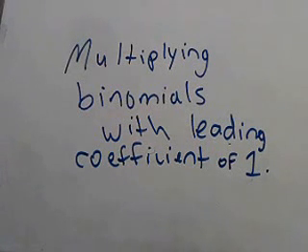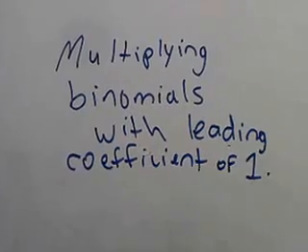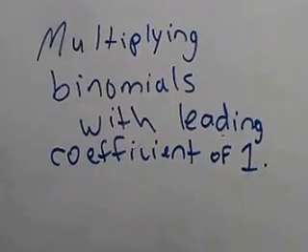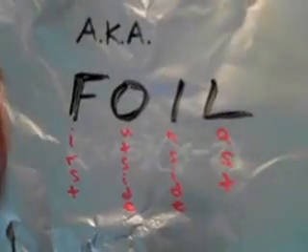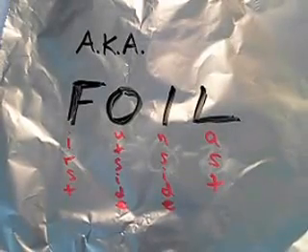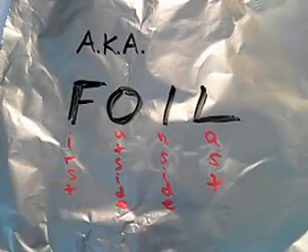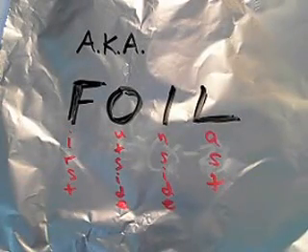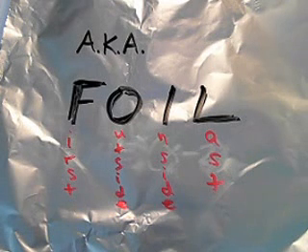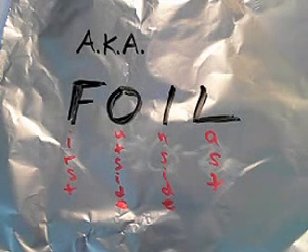Here we're going to talk about multiplying binomials with leading coefficient of 1. The rule is really the same for multiplying binomials in general, but we're starting out with the easiest ones. But this is what everybody likes to call it, FOIL. What does FOIL stand for? First, outside, inside, last. FOIL isn't a rule in and of itself, it's a way to remember a rule. All we're doing here is distributing.